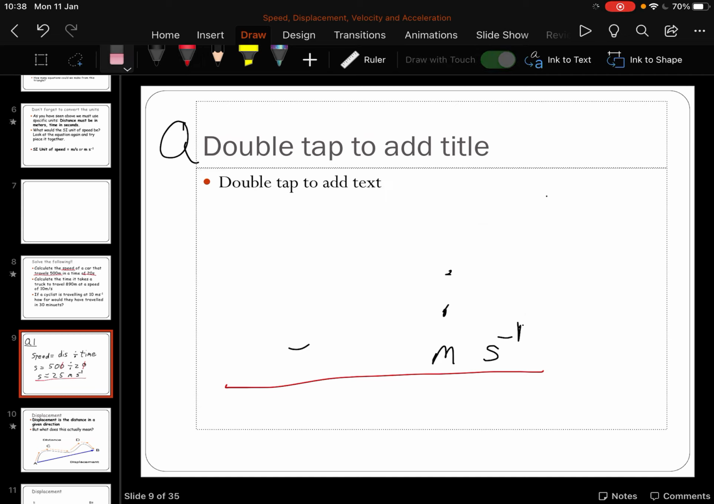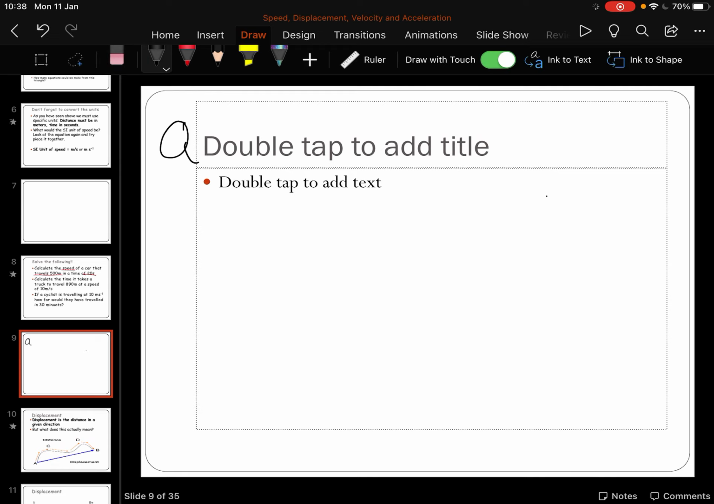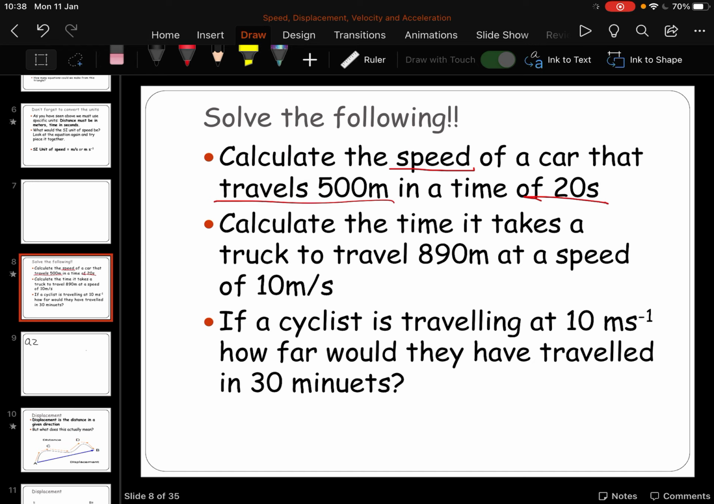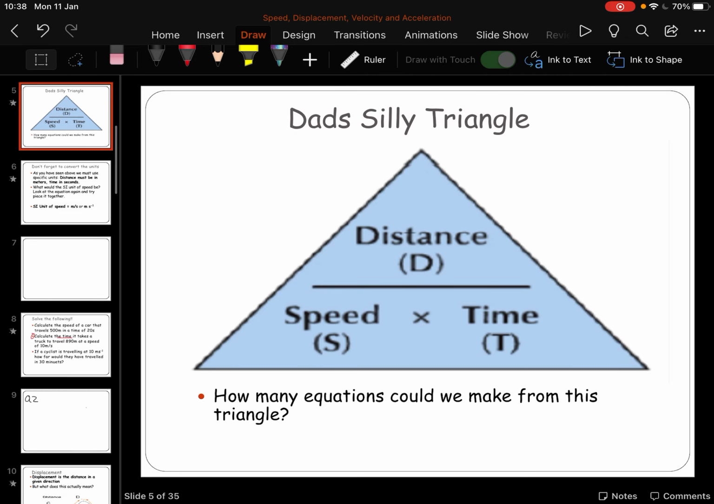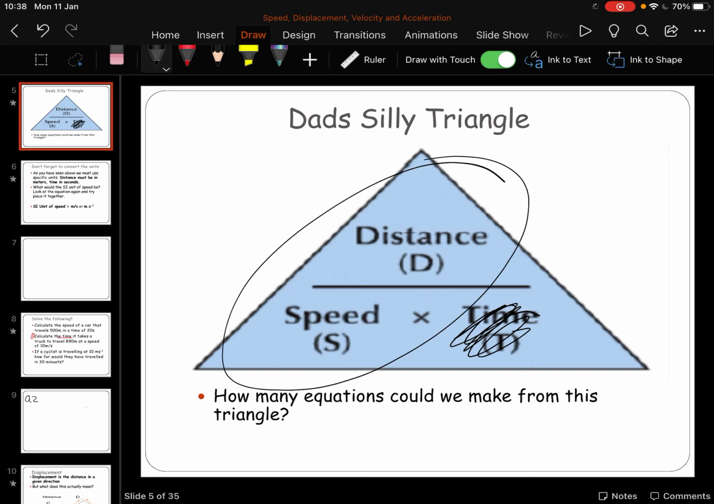So I'll clear this out again. Pause the video, guys. Check your work. You don't have to keep up with me. All right? So question 2. Right, so question 2 is this one. Calculate the time. So go to your triangle. Time, we take time out. What are we left with? Distance and speed. So distance divided by speed here.